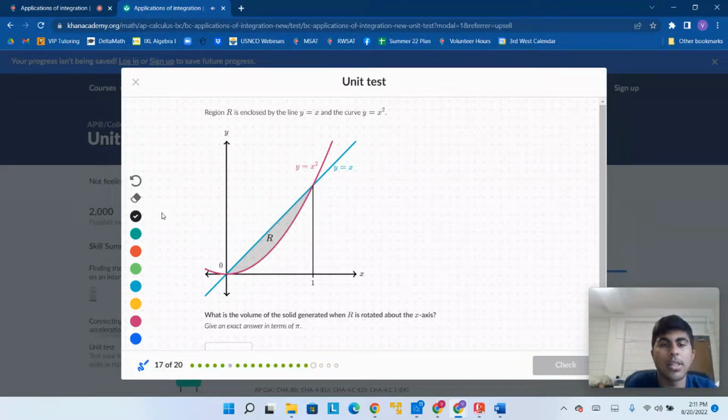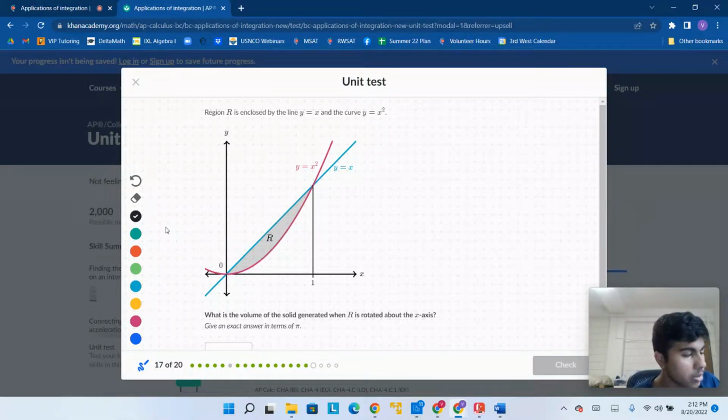Region R is enclosed by the line y equals x and the curve y equals x squared. What is the volume of the solid generated when R is rotated on the x-axis? Okay, so now we're getting some interesting stuff. Now we've left behind the realm of disks, and now we're going to start talking about washers. I know that washers is a topic that every single calculus student hates, but bear with me, because once you get the hang of it, it doesn't become better because you still don't like it, but it becomes easier and it becomes more fluid, right?